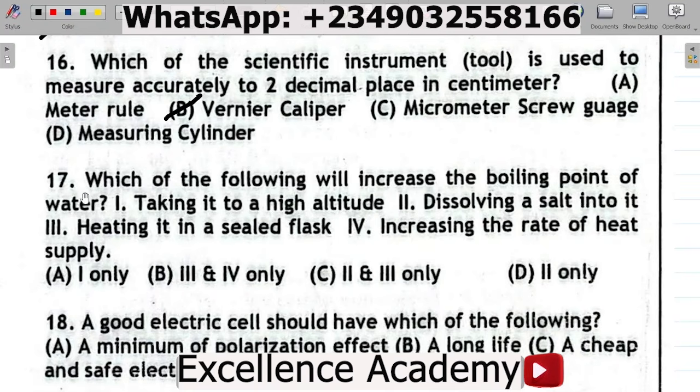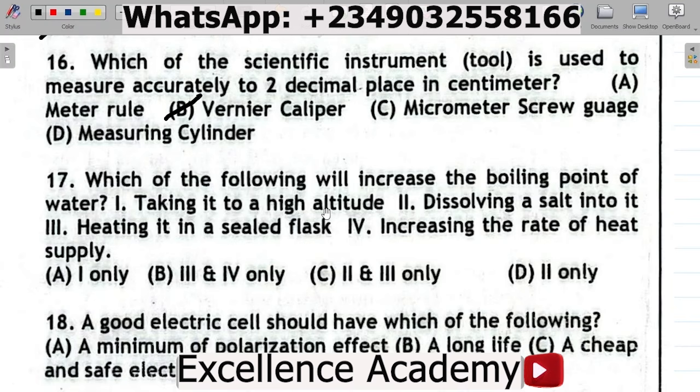Let's proceed. Question 17. Which of the following will increase the boiling point of water? I, taking it to a high altitude. II, dissolving a salt into it. III, heating it in a sealed flask. IV, increasing the rate of heat supply. A, I only. B, III and IV only. C, II and III only. D, II only. So looking at the question here, they're asking you which of these from I to IV will increase the boiling point of water?